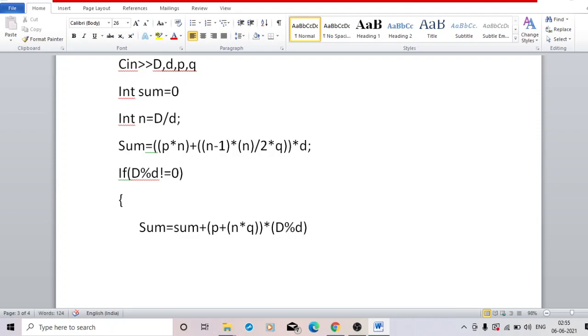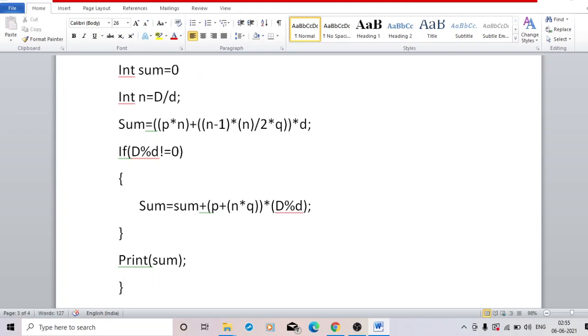and I have to multiply with D mod small d with this value, and after this if condition I will print the value of sum, and this will be my output. Actually if it has any remainder, then it will come into here, and if it does not have any remainder, this will be 0, then it will just ignore this if statement and print this sum.